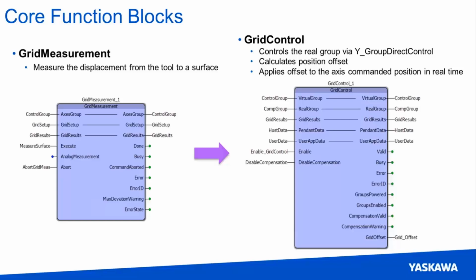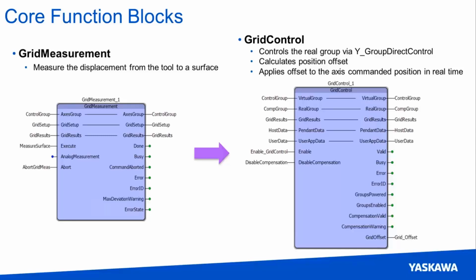With my bullet points, as I mentioned, GridControl actually controls the real group via a Y group direct control function block inside of it. It calculates the position offset based on your measured data, and then it will apply that offset by adding it onto the virtual axis position from the main group, and then inputting it to the commanded position of the real group.